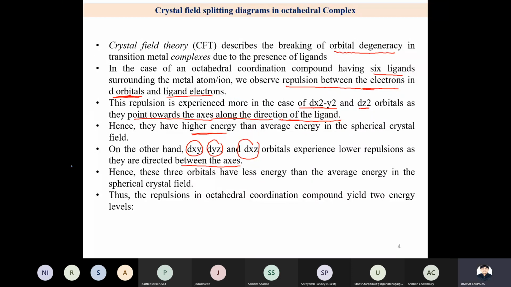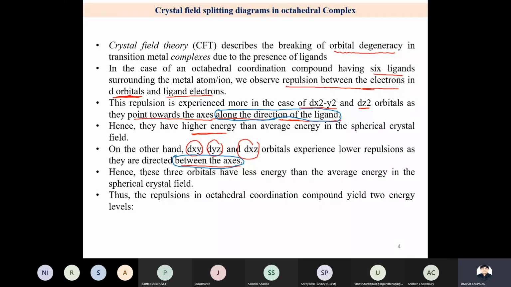Look at here. The lobes of the dx square minus y square orbital are along the axis, that is, in the direction of the ligand, and here they are in between the axes, and therefore it experiences less repulsion. So therefore dxy, dyz and dxz have lower energy as compared to dx square minus y square and dz square.